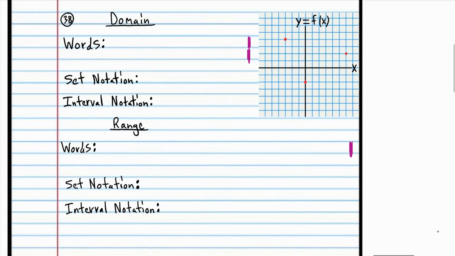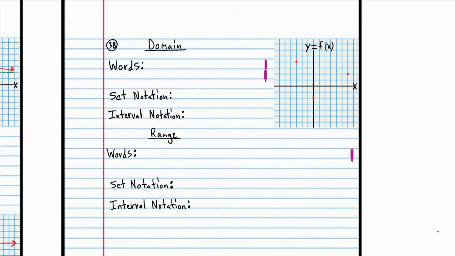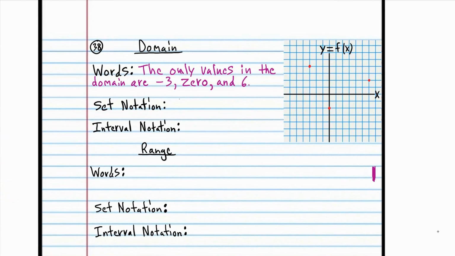All right, let's do one more problem, then we'll be done for the day, until you do your homework, that is. Try number 38. When you come back, we'll do it together. All right, we're back. So the only values in the domain are negative 3, 0, and 6. So the domain is the set of all x values such that x is equal to negative 3, 0, or 6. Very important to say or. All we have is just dots. So the x values of those dots, which are negative 3, 0, and 6, are the domain.